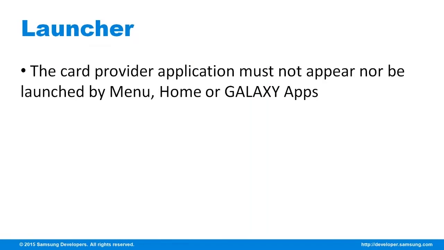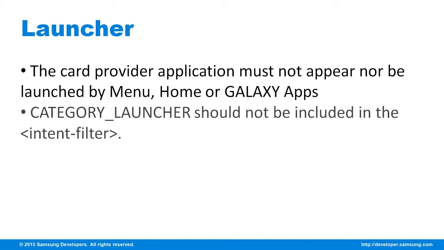An application that makes use of this SDK must not appear on the menu or home. It must only be launched by the Assistant. To make sure of this, in the Android manifest file, the category launcher must not be included in the intent filter.